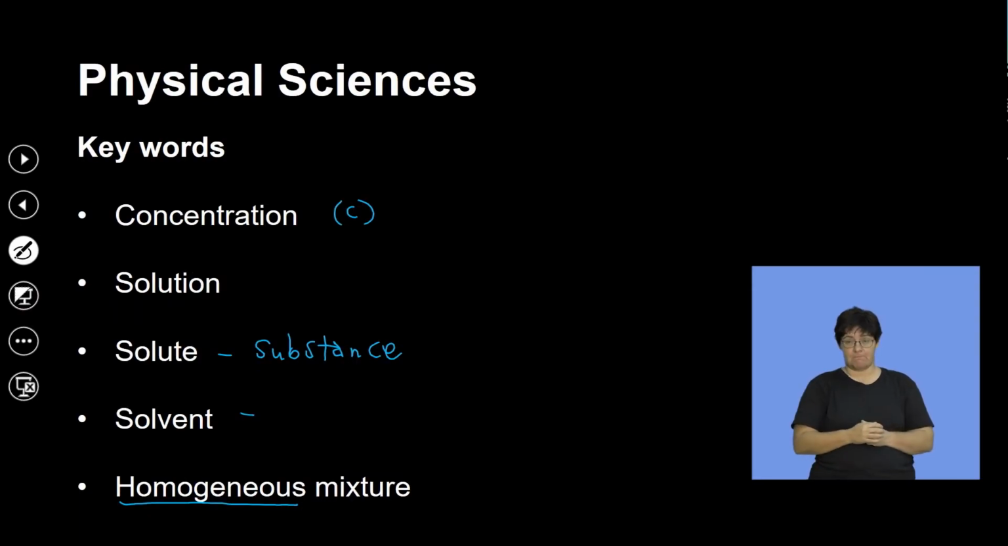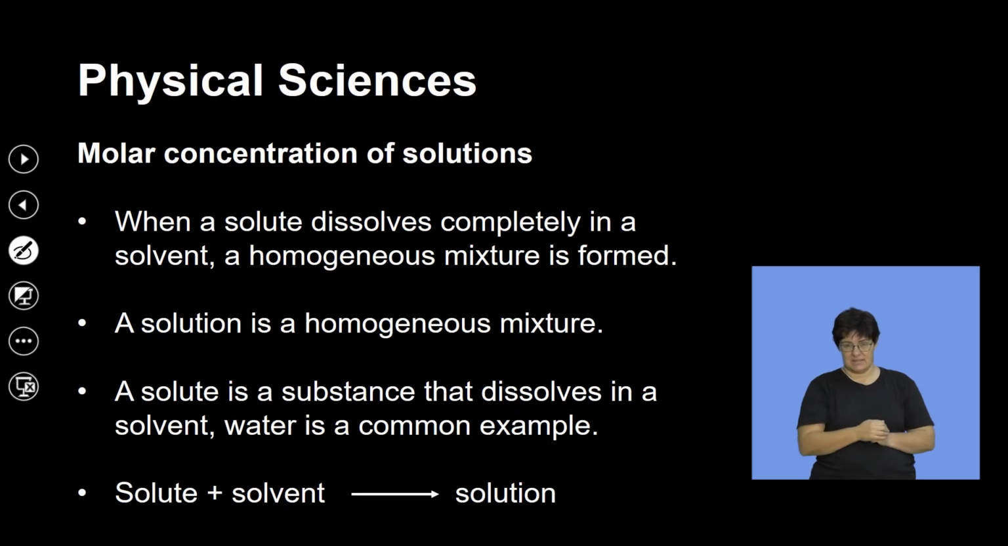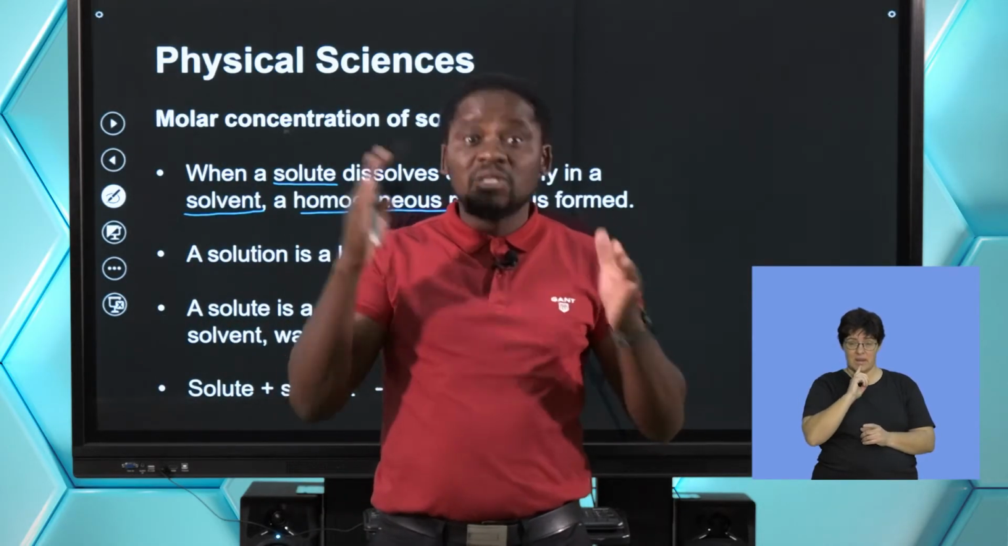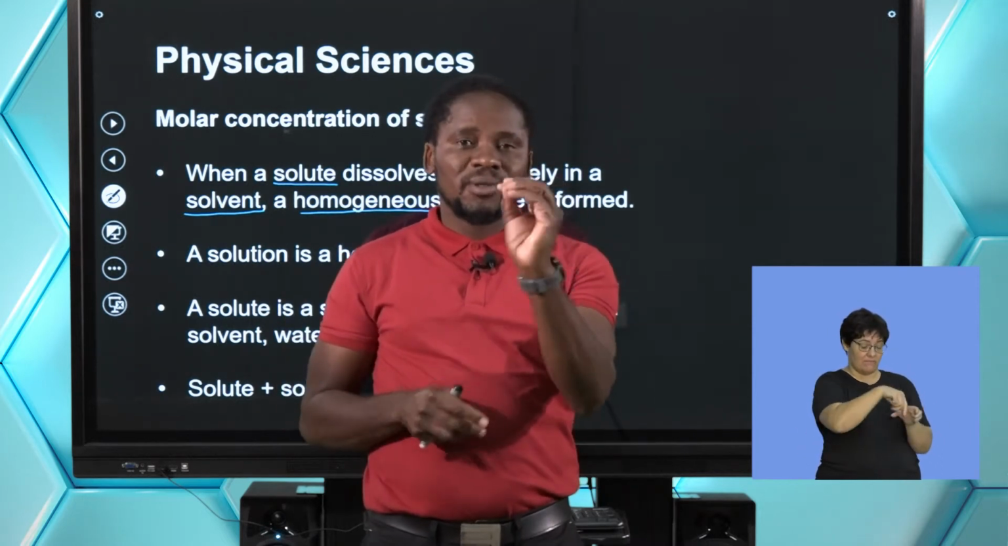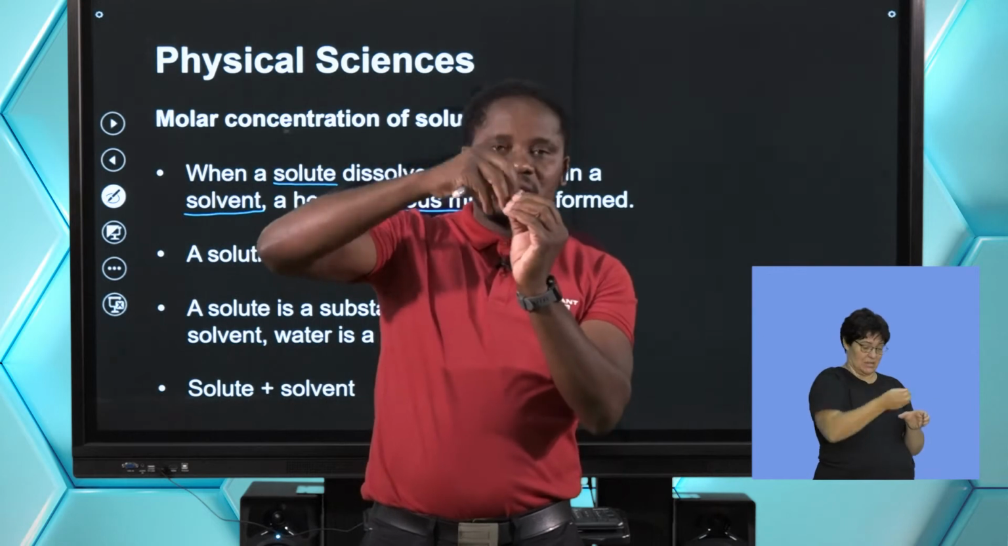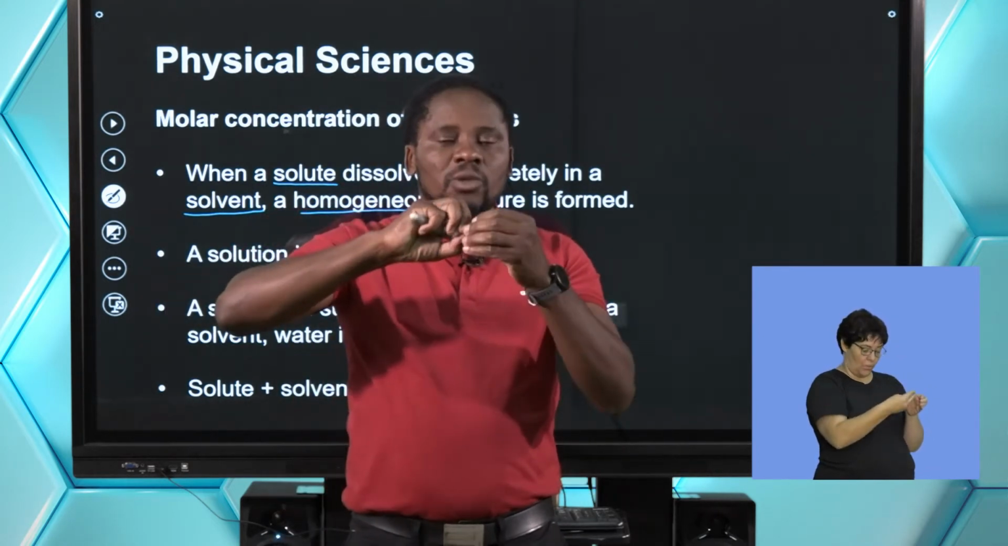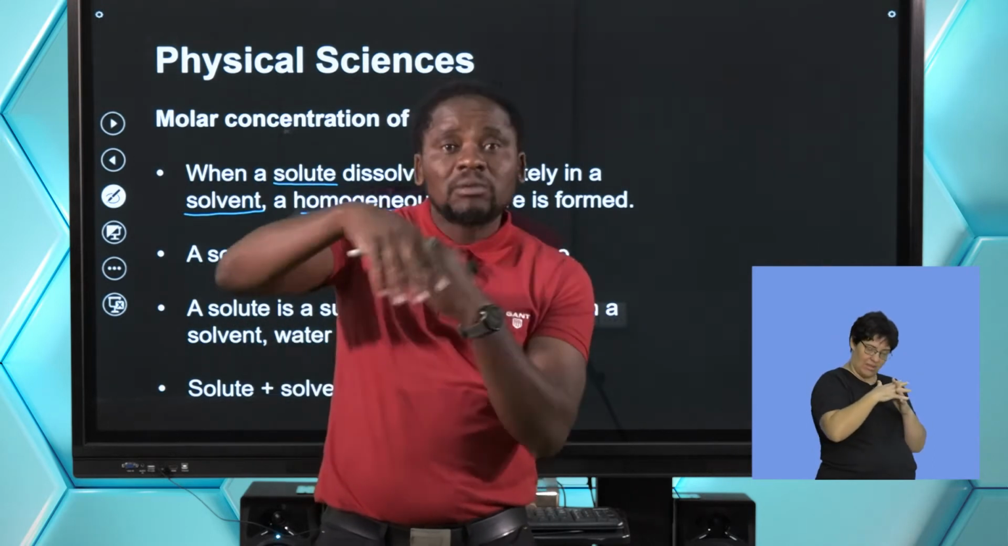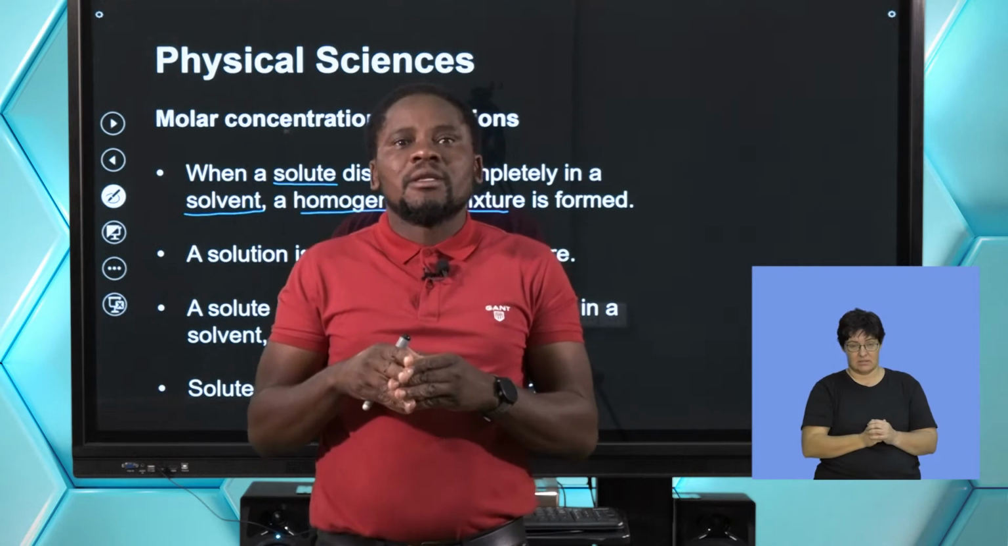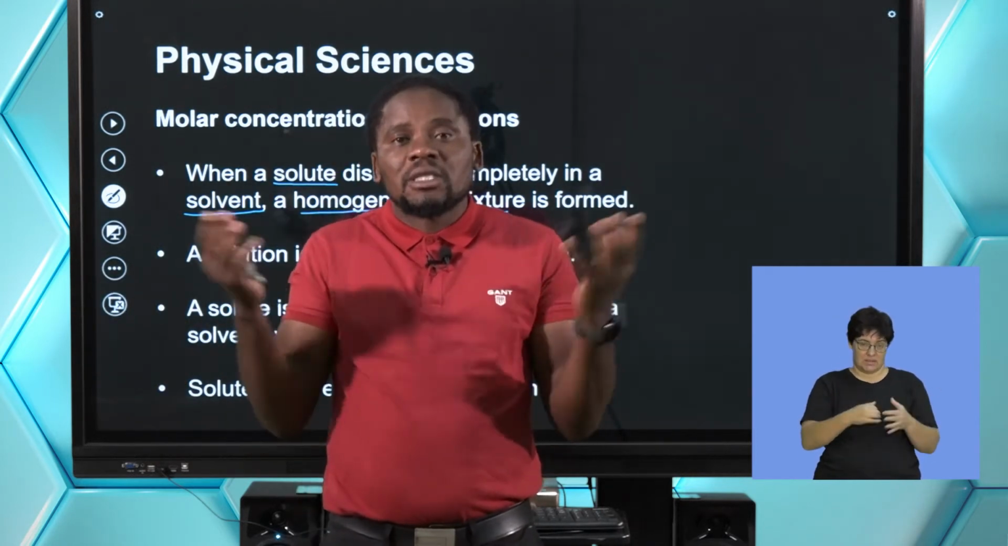Now let's look at the big idea of the molar concentration of a solution. When a solute, which is a substance, dissolves completely in a solvent, a homogeneous mixture is formed. Now, the word dissolve does not necessarily mean react. We need to be very careful. When a substance dissolves in water, water is the substance in which this solute is placed, and the particles that make up the solute are surrounded by water molecules. That's the simplest way of describing what dissolving is all about.